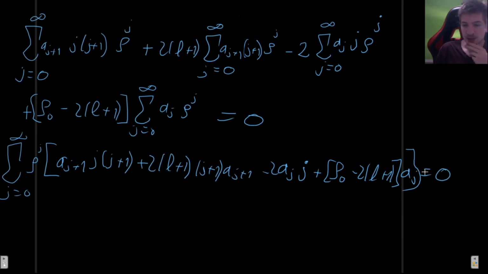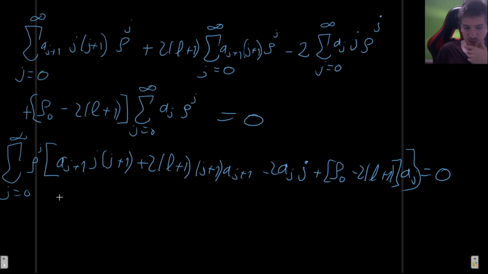Okay, so in order for this to be 0, each one of these terms has to be 0, always. Because our solution would be for rho to be 0, but then we wouldn't really have a problem here. So that's not really acceptable. This has to be 0.